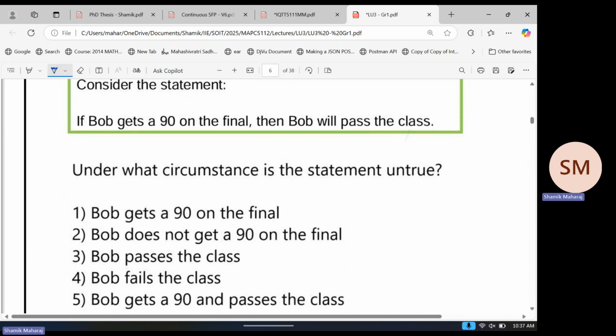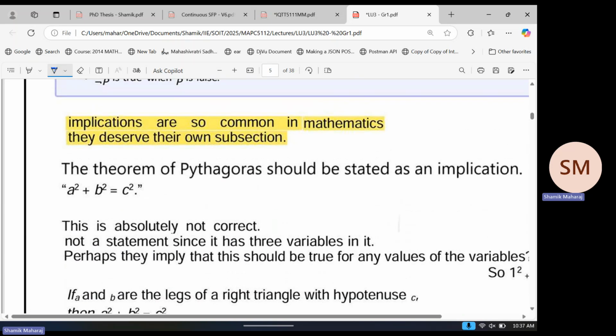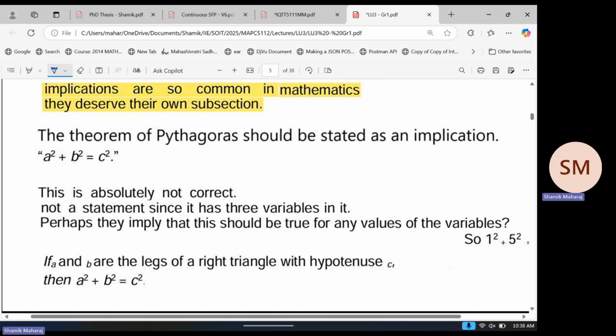Okay, so we look at the example for an implication, but before we do this, there's something here to be said. Implications are so common that they deserve their own subsection, which we're going to look at coming up now. And there's a quick example here to say that the way we usually speak about things, like the theorem of Pythagoras, is technically supposed to be an implication, but we don't usually state it that way, right? But the proper way to say it would be as an implication, right?